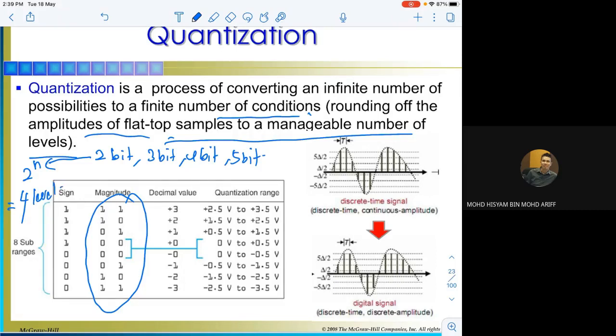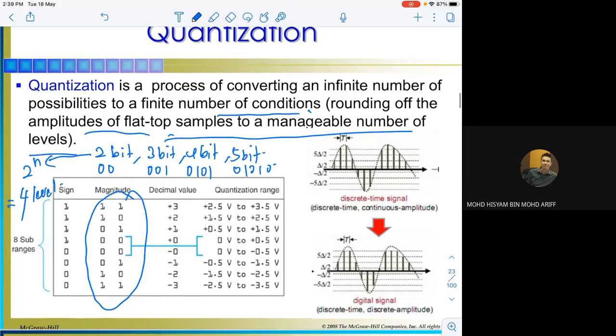Sir, I don't understand, sir. What is the bit? Actually, this one. 0, 0. This one, for example, 0, 0, 1. 4 bit, 0, 1, 0, 1, for example. 5 bit, 0, 1, 0, 1. This one, 2 bit: 1, 2. This one, 1, 2, 3. This one, 1, 2, 3, 4.